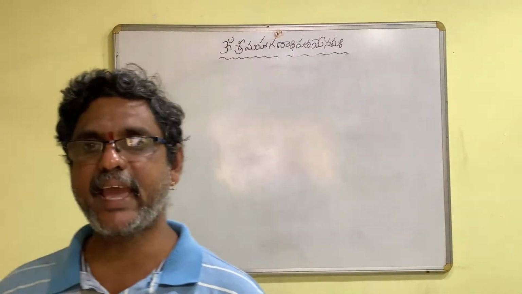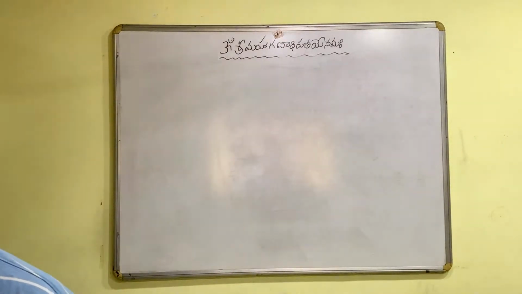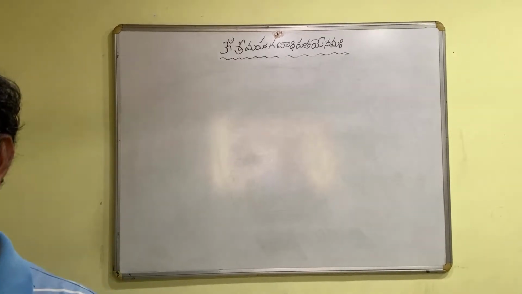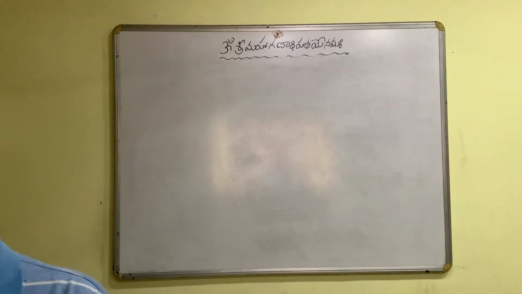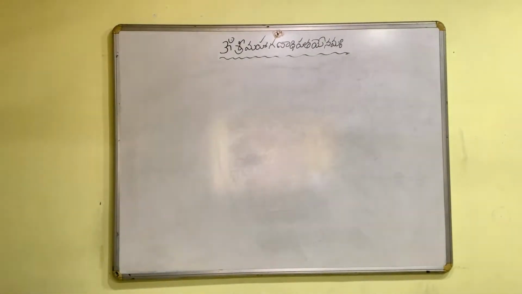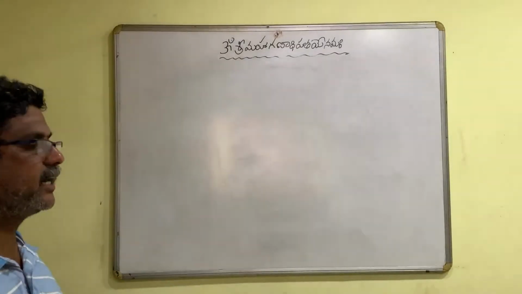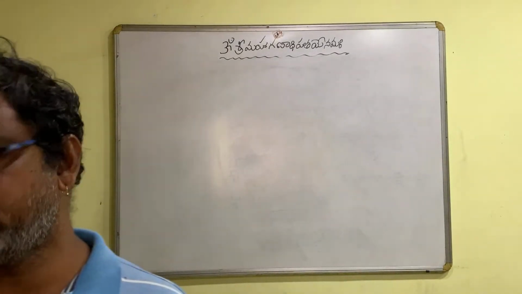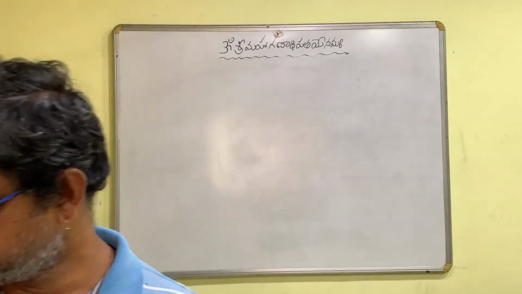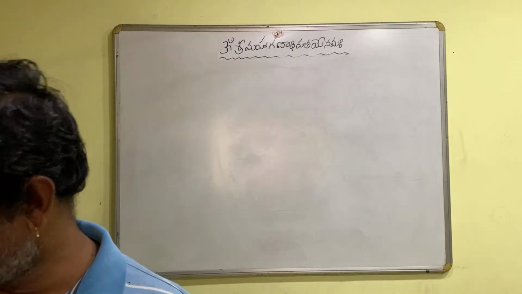Now take out Exercise 6A. No need to solve the first and second Romans. They are easy only. See the third Roman.